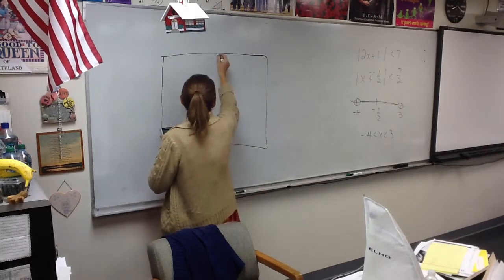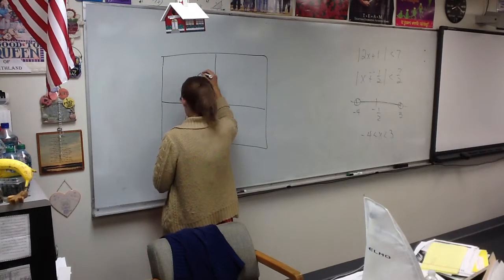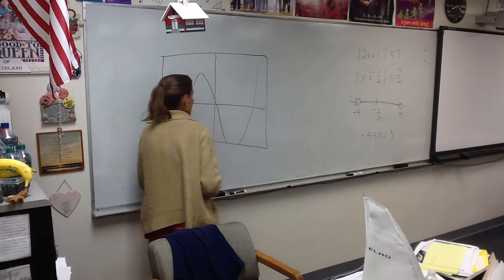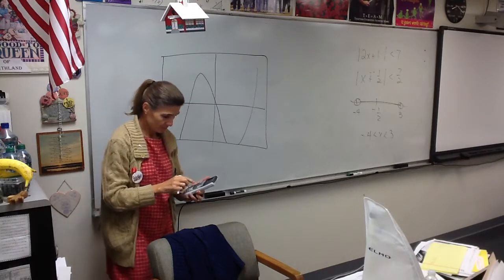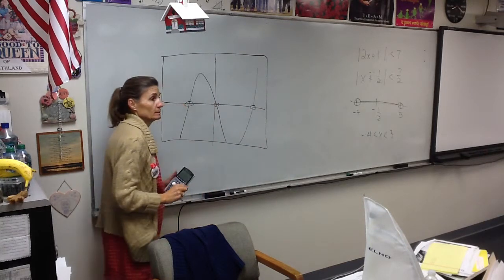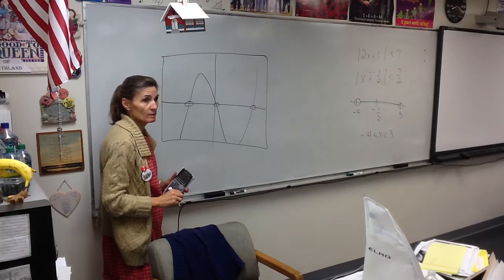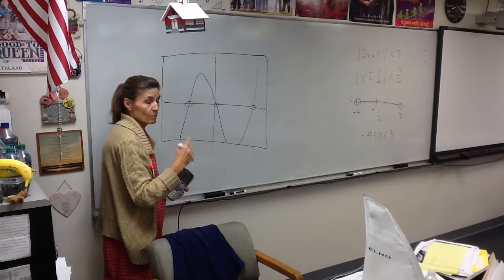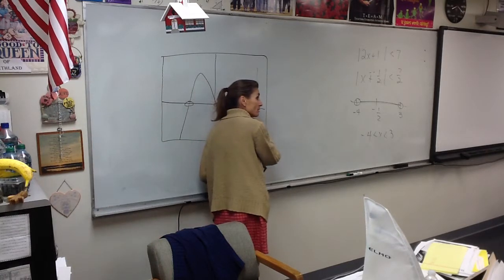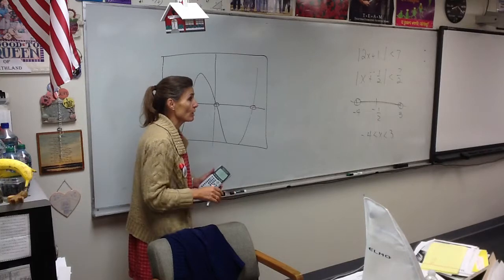So here's what my screen looks like. Does yours look something like that? Now, these are the answers, right? How do I find those? Second calc, zeros, or zero, left bound, right bound, and I get that one. And then I come over and I repeat here, and I come over and I repeat here, right? So I can find those points. Those are the answers. That's the answer to the question.